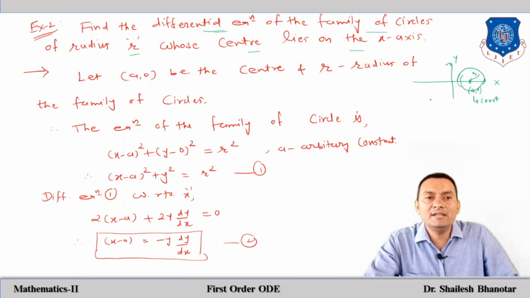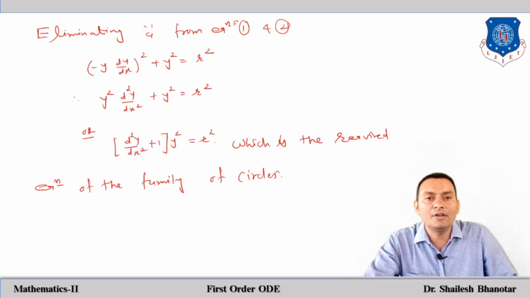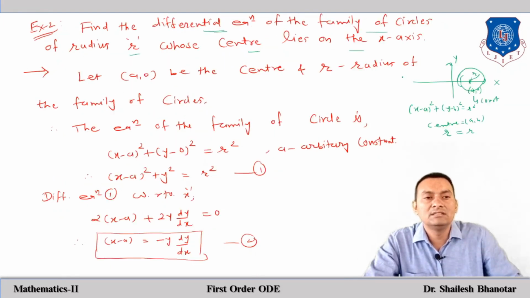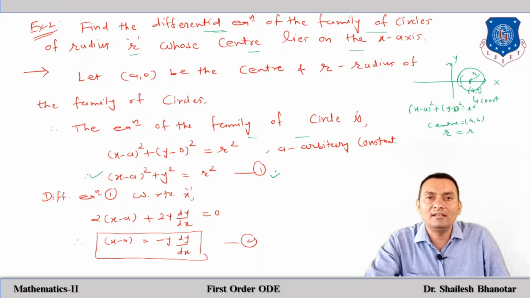So what will be the equation? It is clear that this is the general form we all know: (x minus a) square plus (y minus b) square is equal to r square, where the center is a comma b and the radius is r. But the center lies on the x-axis, so the y coordinate will be 0. And therefore our equation will be (x minus a) square plus y square is equal to r square. This is the equation of the family of circles.